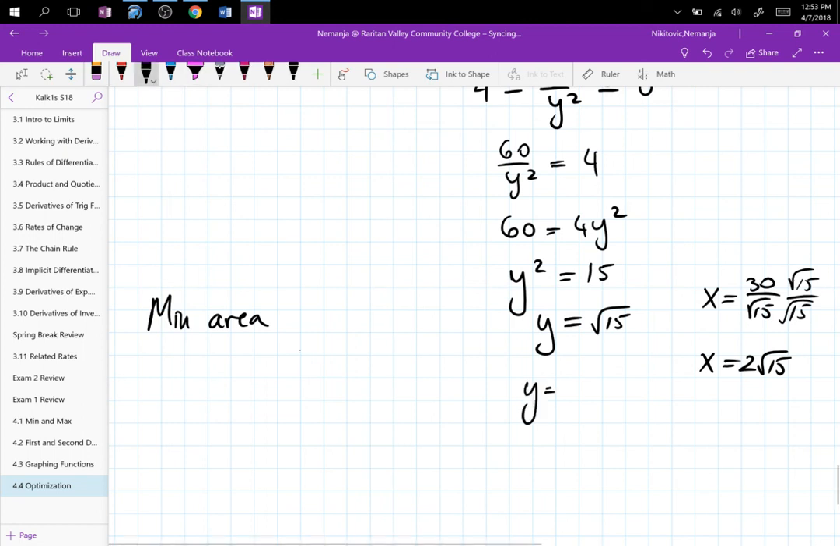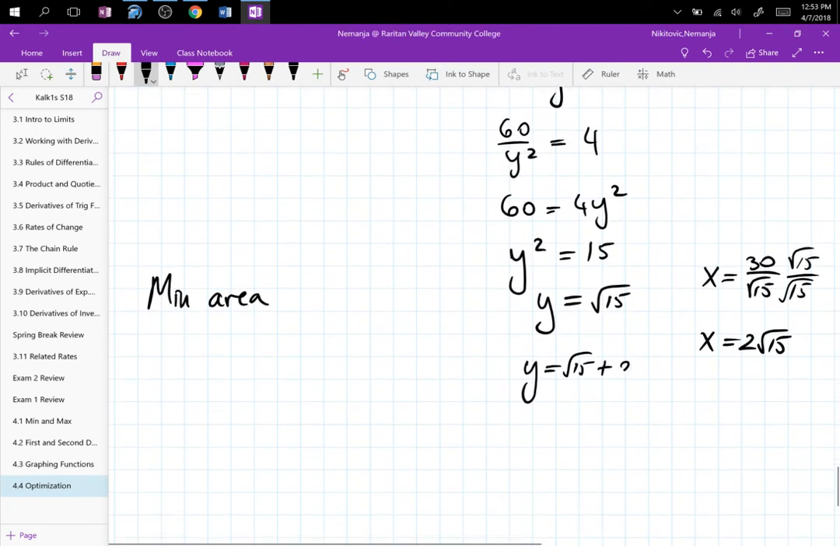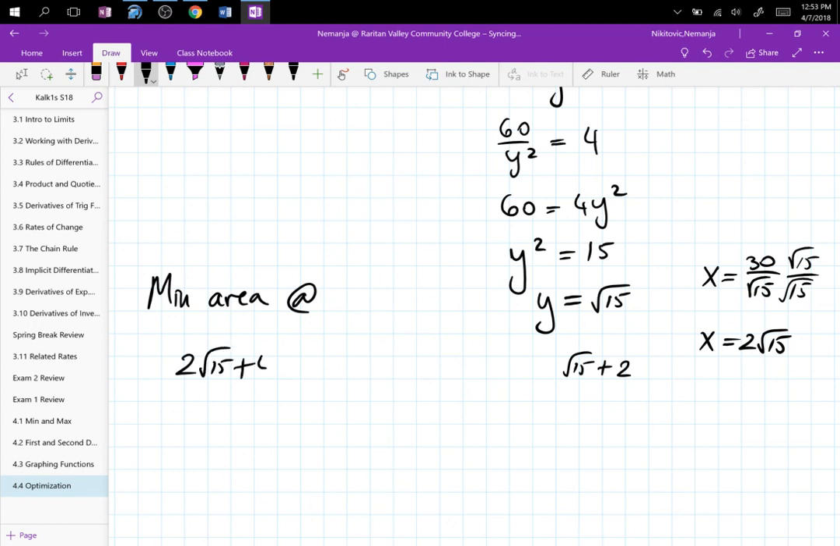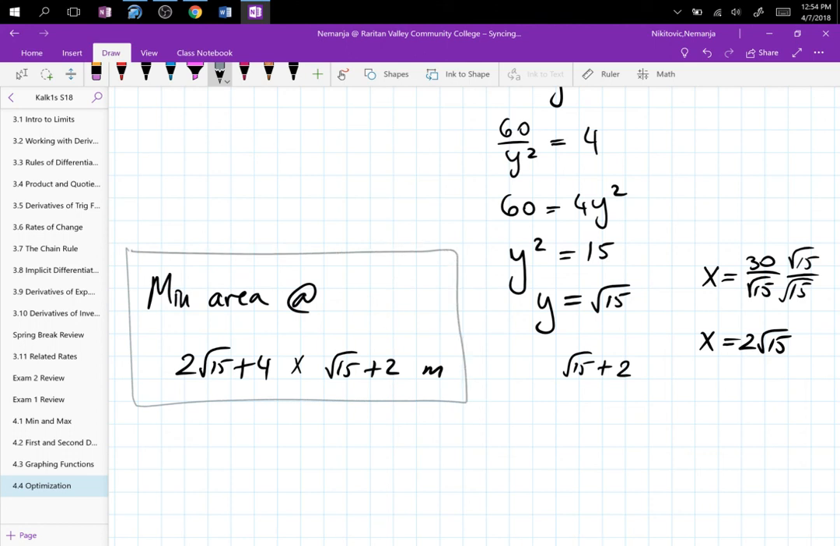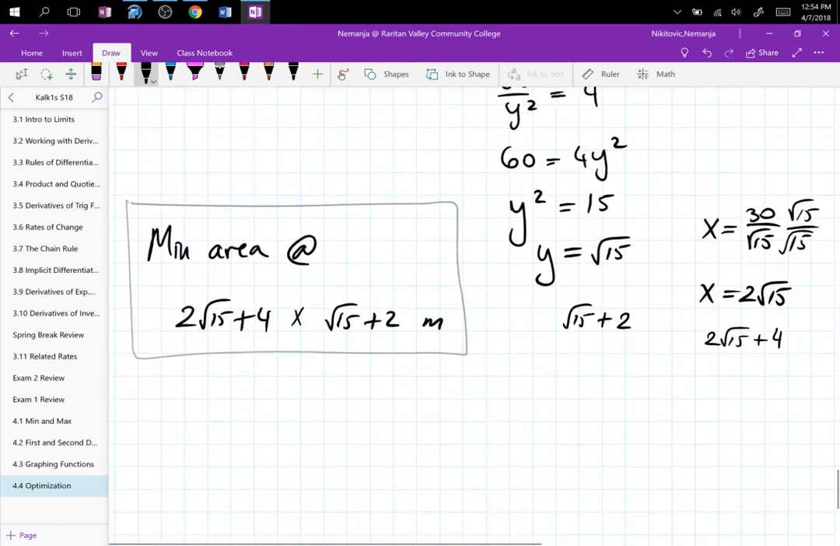So y is root 15 plus 2. So min area at 2 root 15 plus 4 by root 15 plus 2 meters. There we go. Great. X is plus 4. Yes. Okay. Nice.